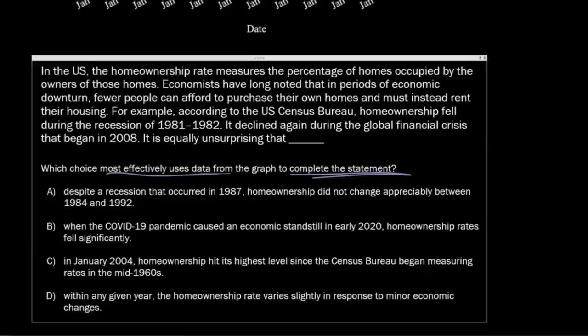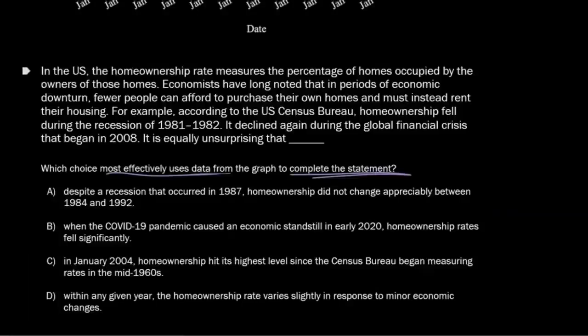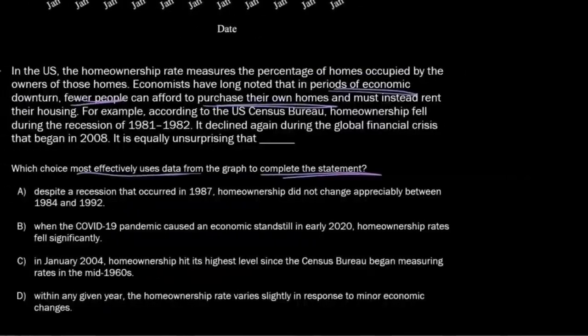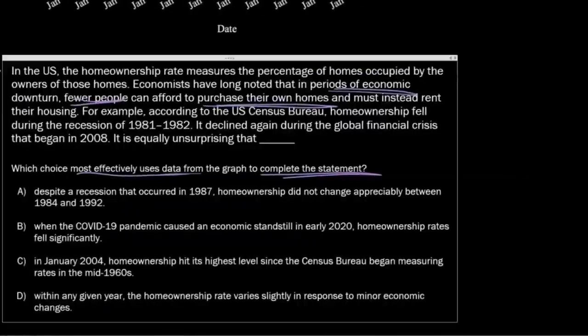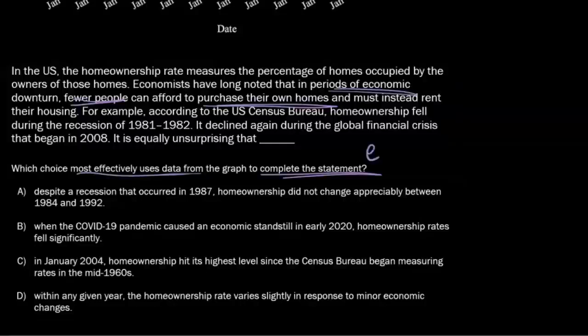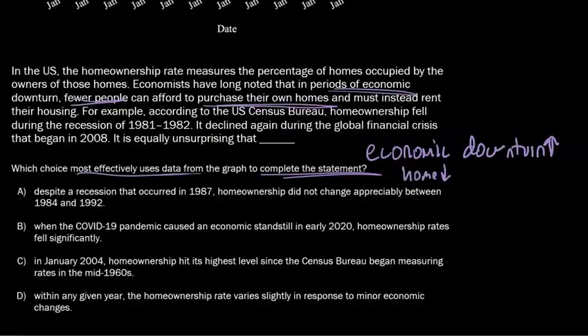Let's find the argument. Economists have long noted that in periods of economic downturn, fewer people can afford to purchase their own homes. So what is this saying in our argument here? They're saying that when economic downturn increases, home ownership goes down. So which of these makes sense?